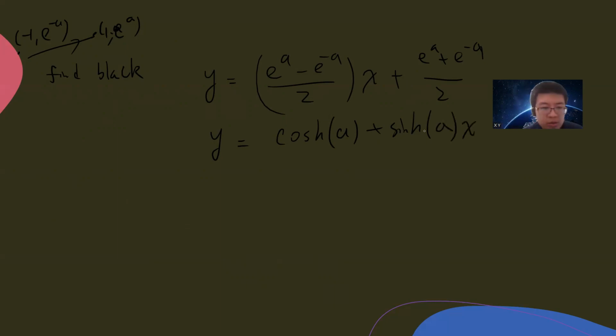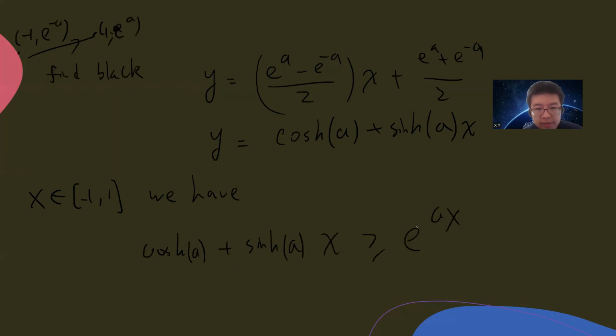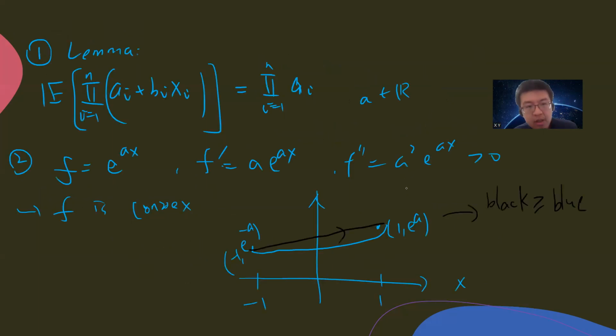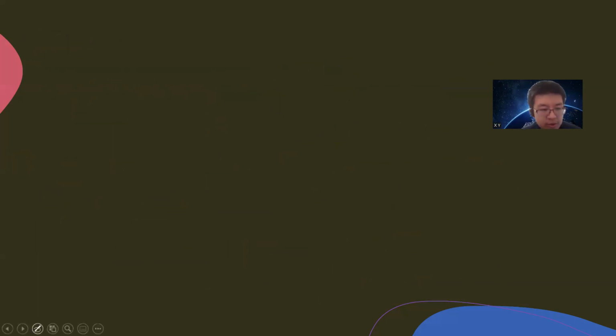Okay, so this tells you that when x is between minus 1 and 1, we have cosh a plus sinh a times x greater or equal to exponential ax. Okay, so this is our lemma 2. Now we have these two lemmas, so we are able to prove Azuma's inequality.